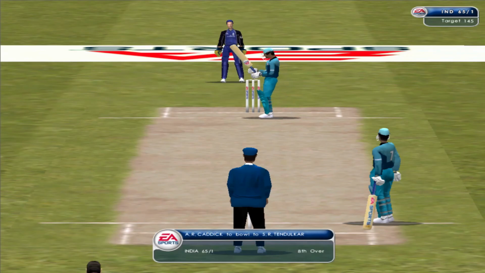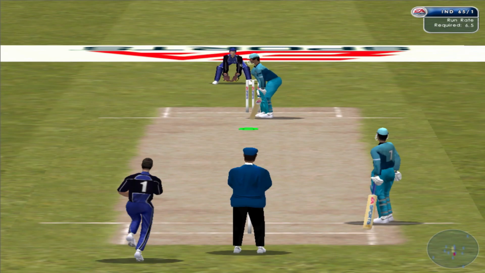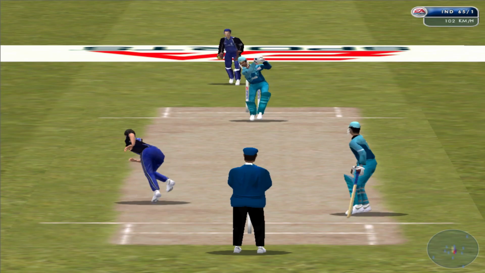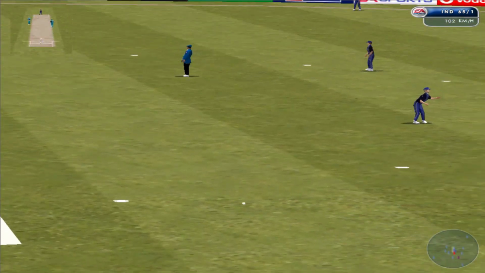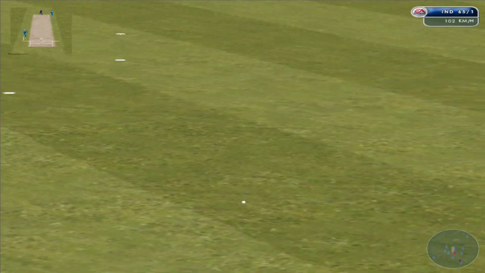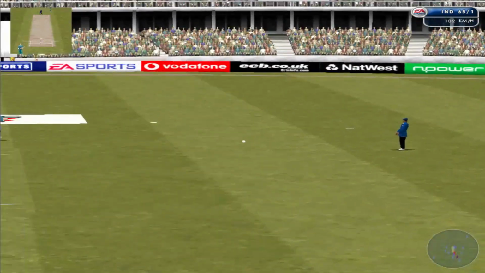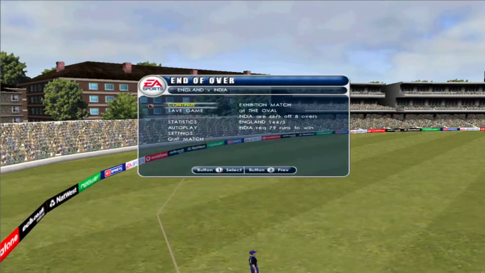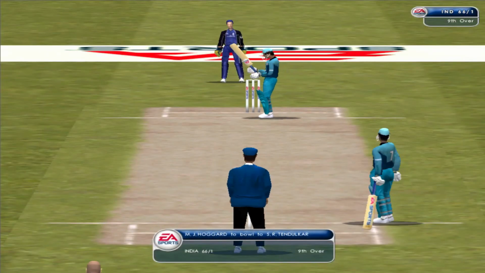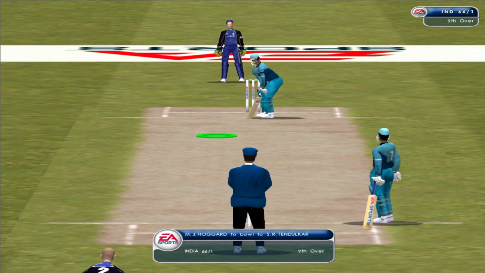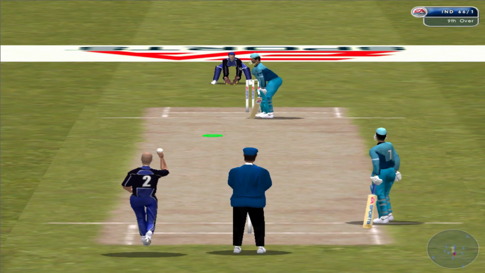Carrick is back in the attack. The batsman will have to run these. Eight runs came from that over for India. We're about to see the first bowling change. The run rate stands at just under 6.5 an over.